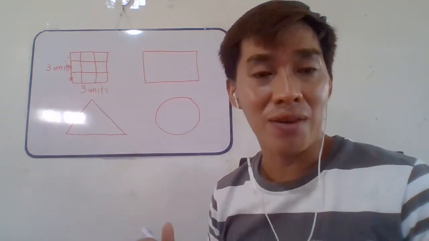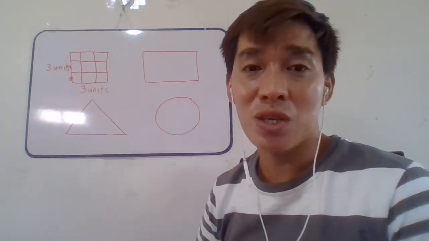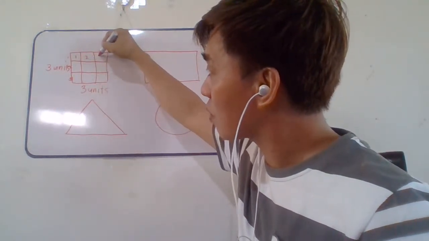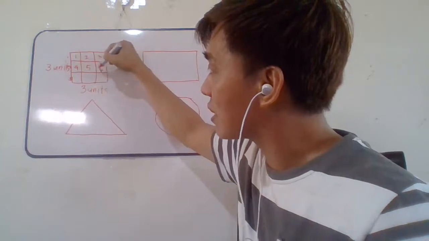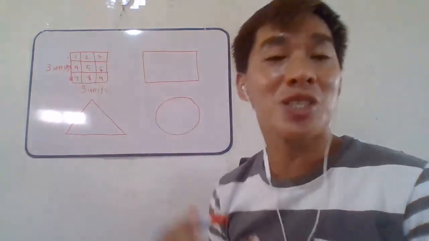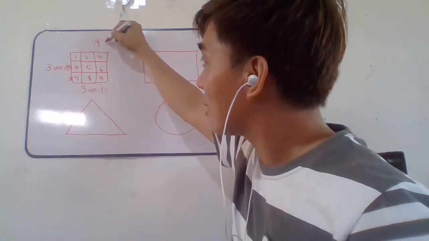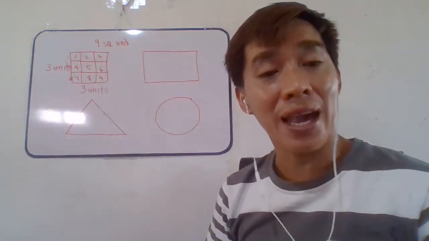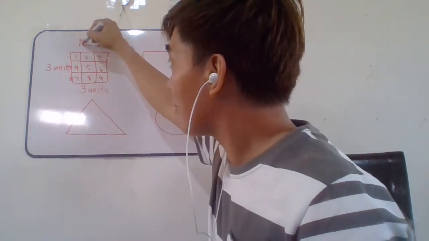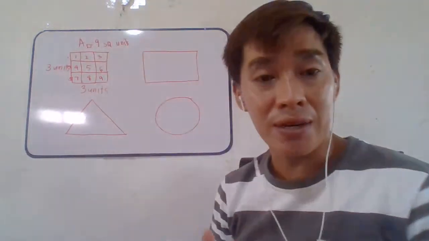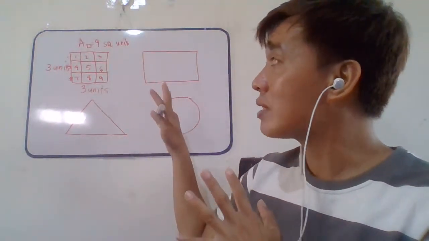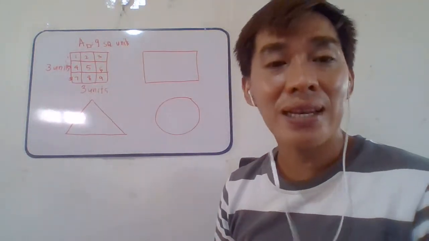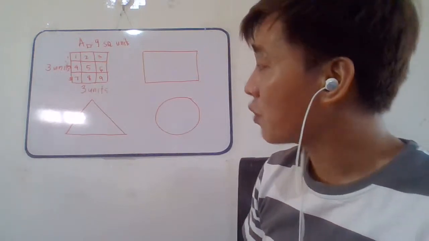So if you are talking about the area, you are just counting the number of squares. So if you are counting the number of squares, here we have 1, 2, 3, 4, 5, 6, 7, 8, 9. So there are 9 square units. So that's how we get the area of the square. The area of the square figure here is 9 square units because it is very visible that there are 9 square units.